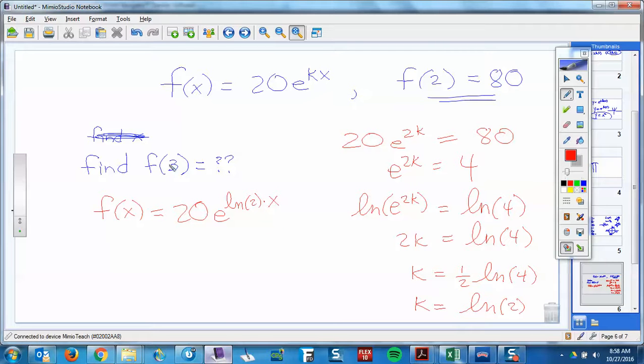Now plug in our 3. We want f of 3. So f of 3 would equal 20e to the ln 2 times 3.